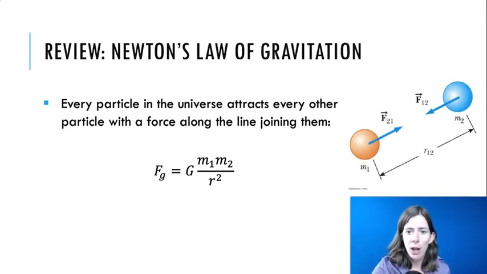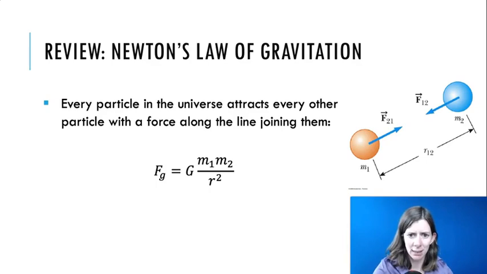This is the force that we learned about in Physics 1, where we had any two objects that had mass, and there was always a force between them. The objects were always attracted to each other. So this was the expression that we saw for the gravitational force. The force was equal to the gravitational constant times the product of the two masses divided by r squared, where r was the distance between the two masses.